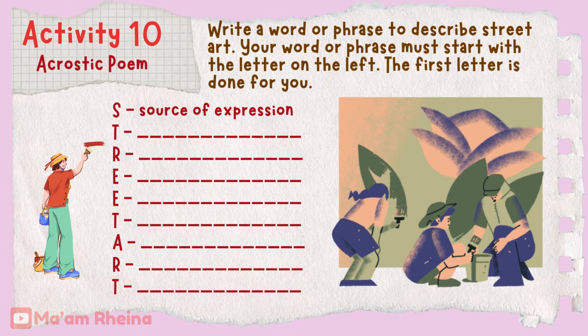Time for our next fun challenge. This activity is called Street Art Acrostic. Here's what you need to do. Look at the word STREETART. That's 10 letters. Your task is to come up with a word or phrase that describes street art, starting with each letter. We'll help you out with the first one. S is for source of expression.